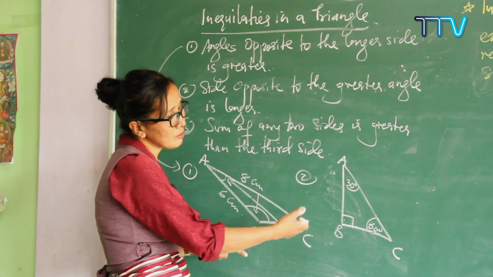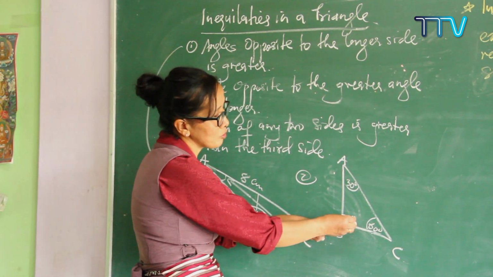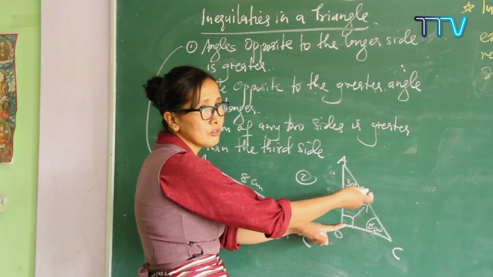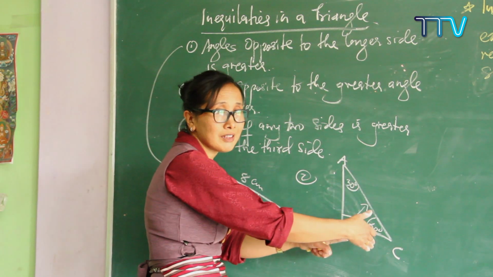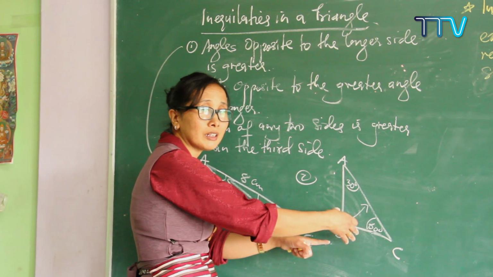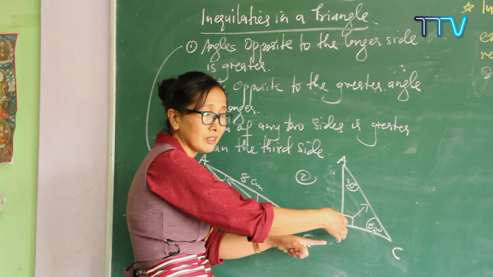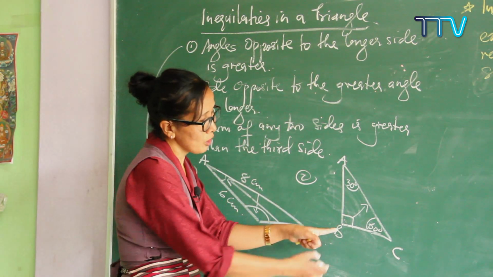Among these, which one is the greatest angle? The greatest angle is 90 degrees. Opposite to 90 degrees is your hypotenuse. So among these three sides in a right triangle, the hypotenuse is the longest side. Why? Because opposite to this is the greatest angle among the interior angles of the triangle. So the side opposite to the greater angle is always longer.